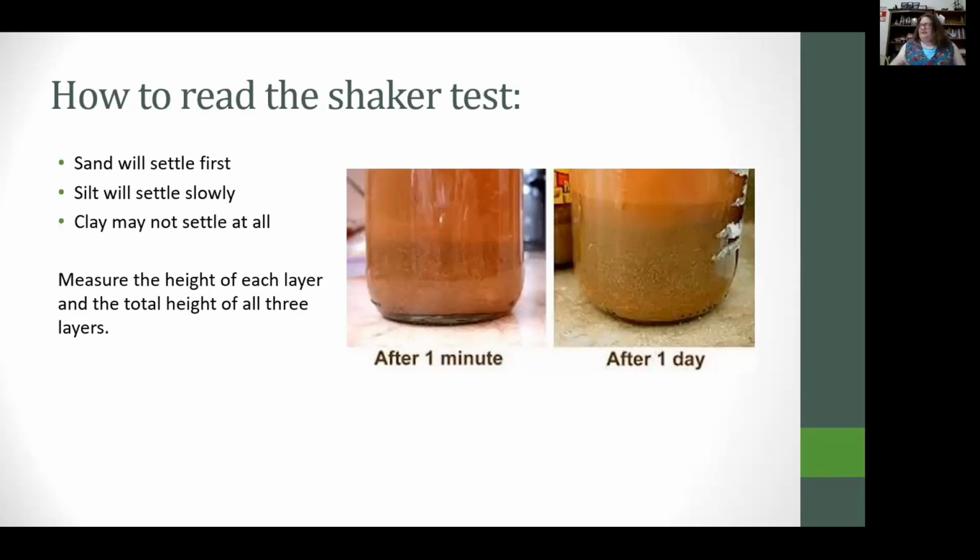We get our best estimate. So you measure the height of your layer. You can use whatever unit you want, so long as it's the same unit for any of these. So if you have an inch ruler, get an estimate in inches. If you have a centimeter ruler, that's a little bit better. You could use your centimeter ruler and get an estimate in centimeters.